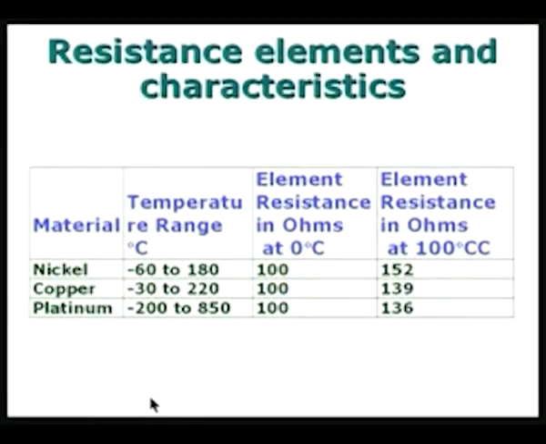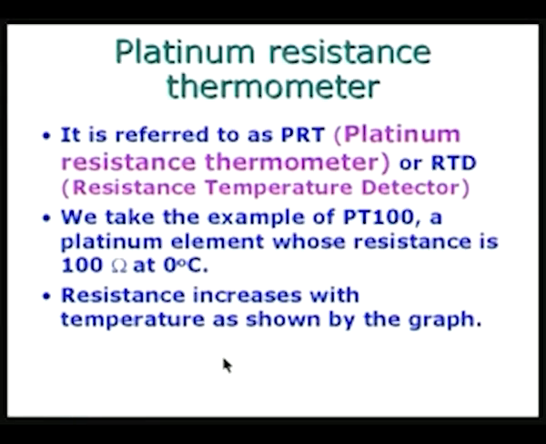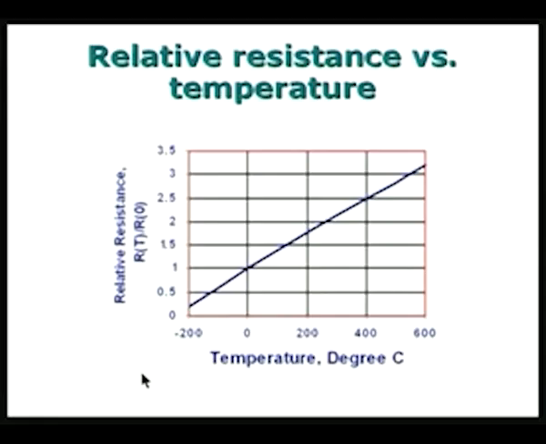This is the standard element which is used in practice, PT100. Of course, you can also have PT with a different value of resistance. That means that the number of turns or the length of the wire and the cross section of the wire have to be taken suitably, so that you can get different values for the resistance. And we also know that, as we explained in the earlier case, resistance increases with temperature, and this is shown graphically in the next graph.